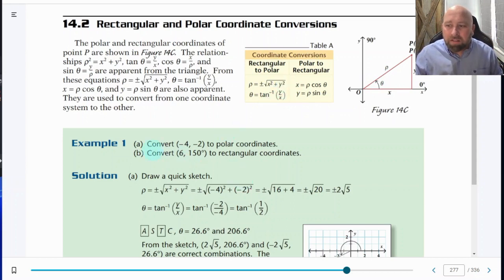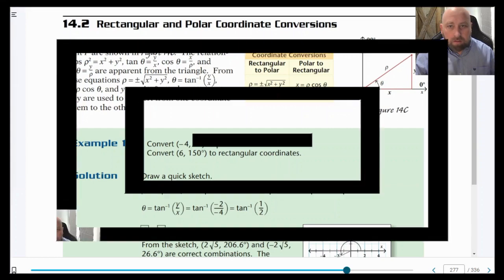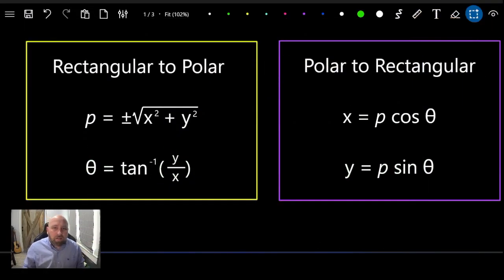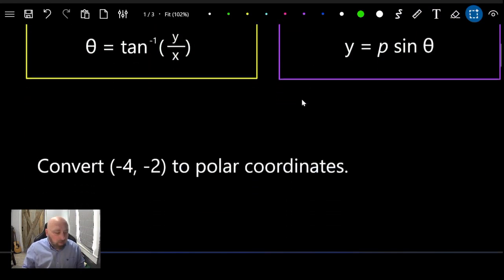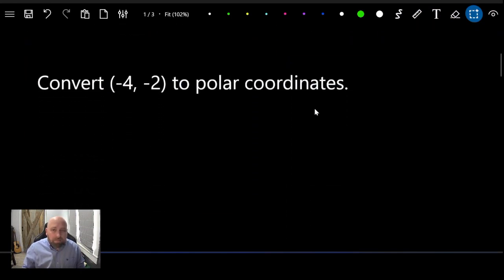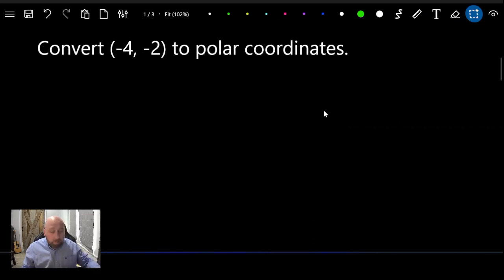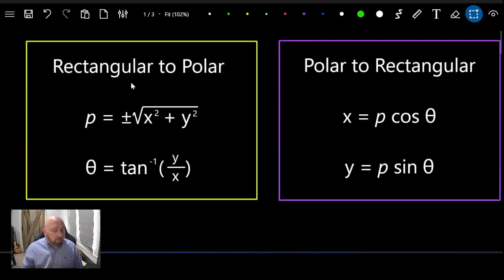So let's go ahead and try it. Let's just jump into it and convert -4, -2 to polar coordinates. Over here I have the formulas written down again so that we can get to them quickly. Well, what are we going to do? We're going to plug it into the correct formula. These are rectangular, -4, -2, and we're going to polar. So we're going from rectangular to polar, and we're going to use both of these.